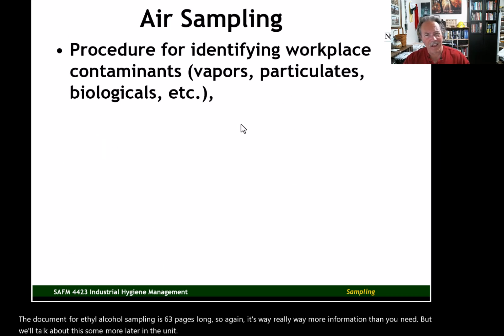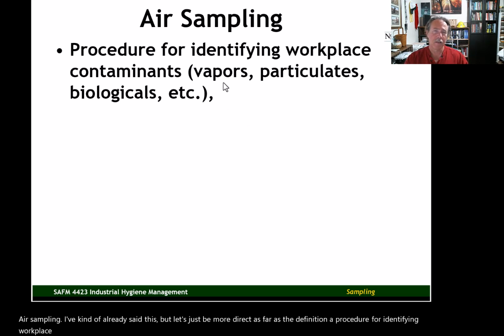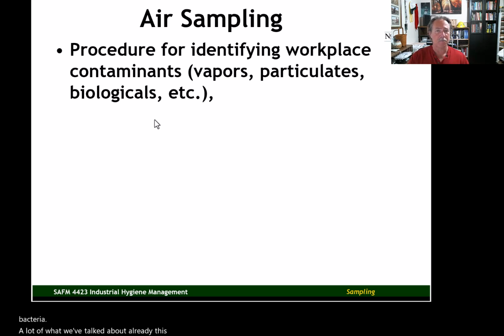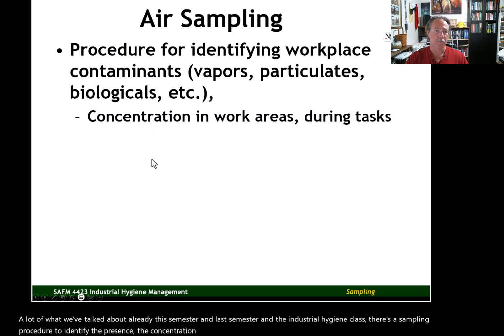Air sampling. I've kind of already said this, but let's just be more direct as far as a definition. A procedure for identifying workplace contaminants. They could be in vapor form, particulate form, could be biologicals, could be sampling for viruses or bacteria. A lot of what we've talked about already this semester and last semester in the industrial hygiene class, there's a sampling procedure to identify the presence, the concentration, and worker exposure.